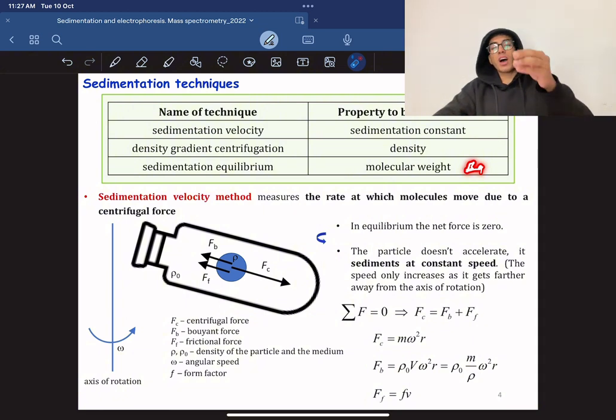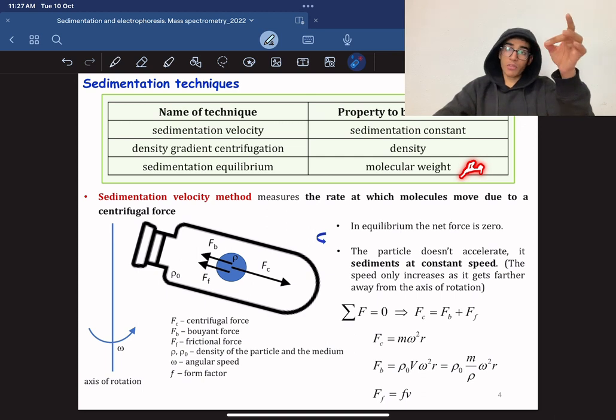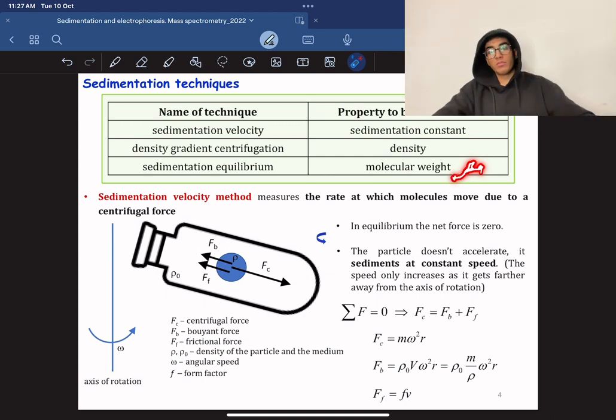In other words, how much speed does it take for a molecule in a centrifugal force to reach the bottom of the tube? The faster a molecule does that, the lighter it is. The slower a molecule goes from a position here to the bottom of the tube in the centrifuge, the heavier it is, or the more mass it has. Let's look at what we do.